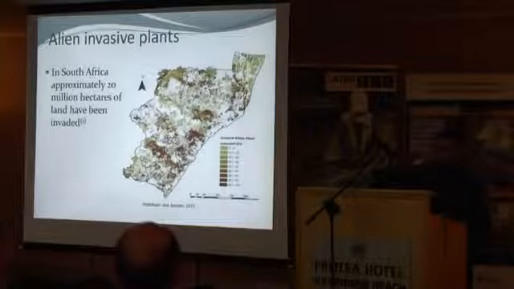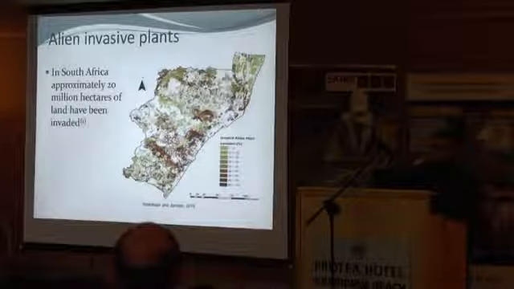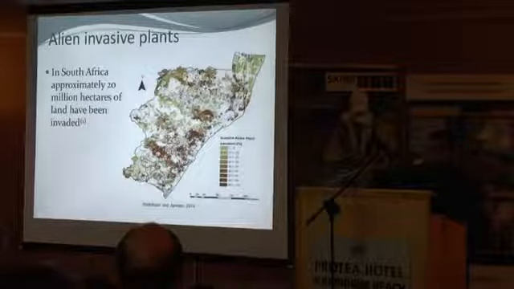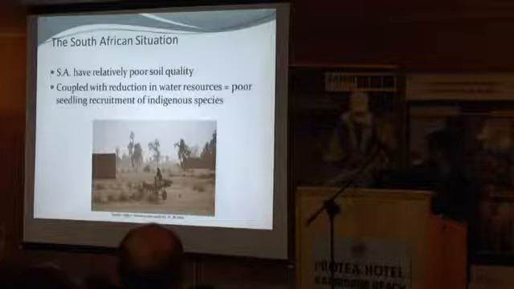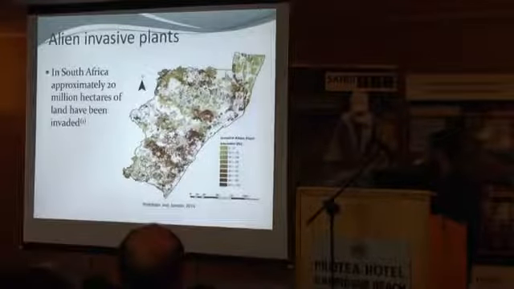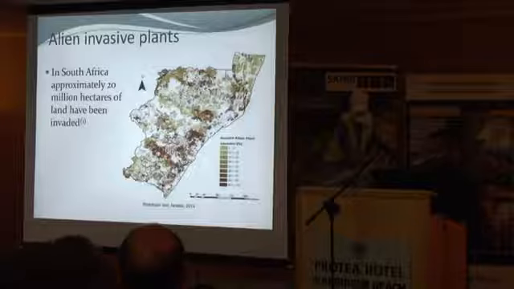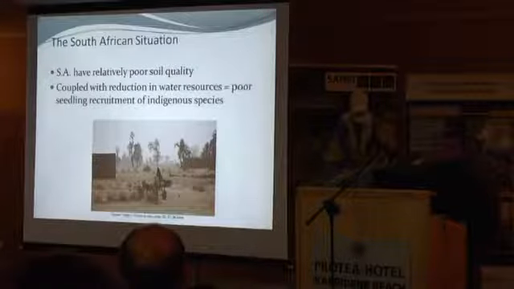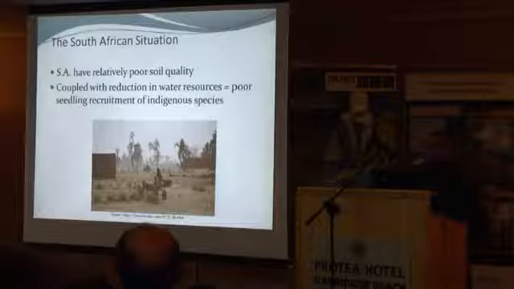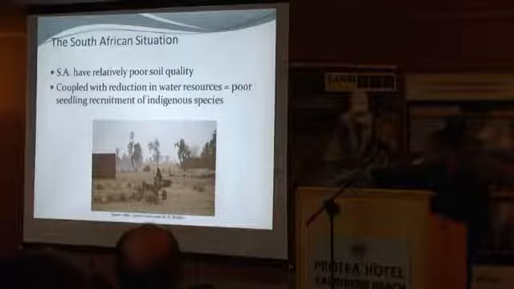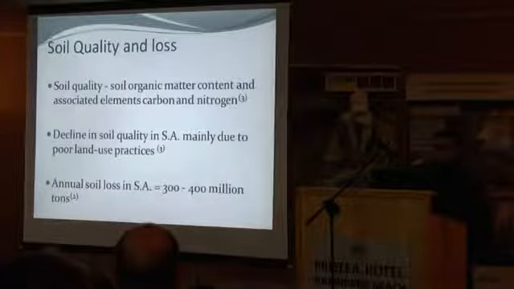Throughout South Africa, approximately 20 million hectares of land have been invaded. This map shows the intensity of invasion in KZN, with the darker colors indicating a higher intensity of invasion, and white either no data or no record. Additionally, South Africa has relatively poor soil quality, coupled with a reduction in water resources, which equates to poor seedling recruitment of indigenous species.